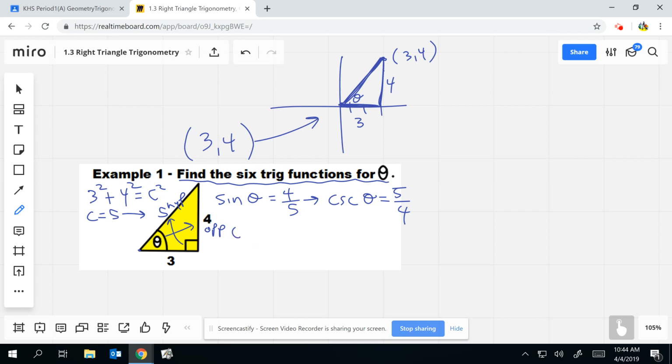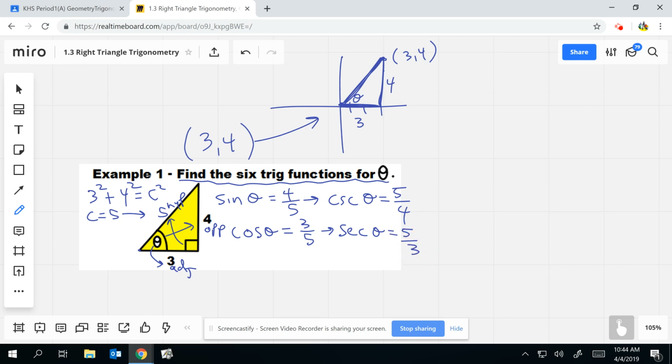We now know the cosine of theta. You would follow the angle to its adjacent side, which is touching that angle, adjacent, and the hypotenuse is a 5, so it's 3/5. And that is reciprocal of secant. So you would flip that one over and you get 5/3.